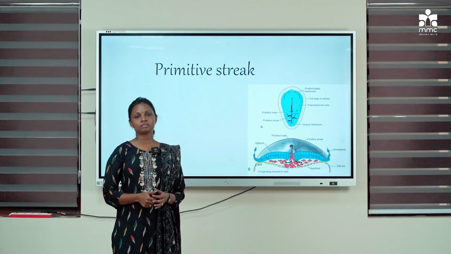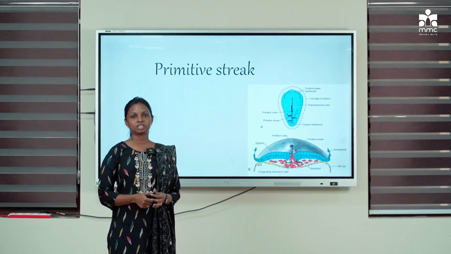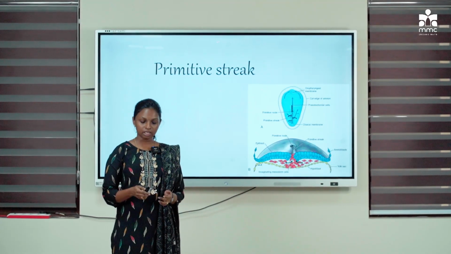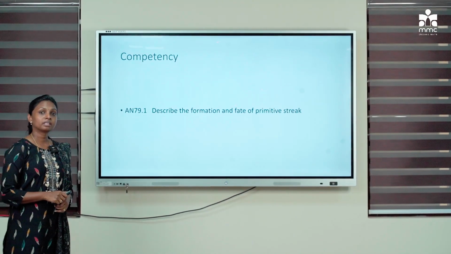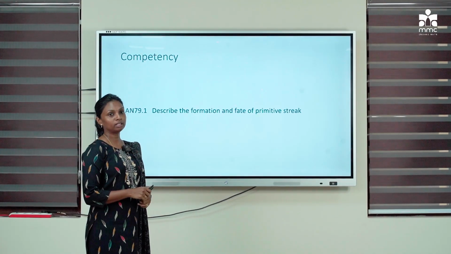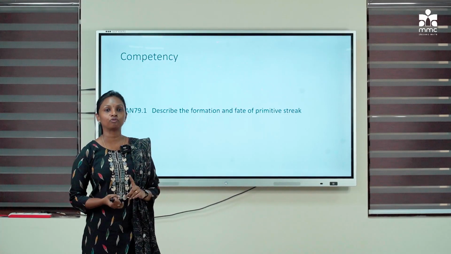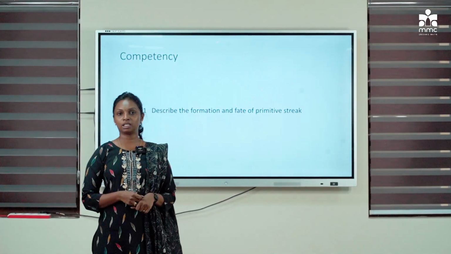Today we are going to describe the primitive streak. The primitive streak is in your competency. The number is AN 79.1. Here you have to know about the formation and fate of the primitive streak.